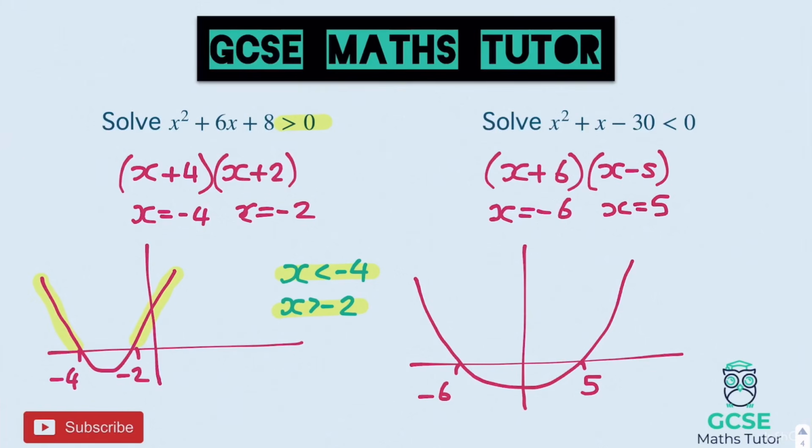Now this question says less than 0, so we are looking at this one part of the curve here below the axis, and because it's one part of the curve, or one bit of solution there, we just need to write one inequality, and that's with minus 6 on the left and 5 on the right. That inequality just means all the values between minus 6 and 5. Let's have a look at some slightly harder ones to factorise.